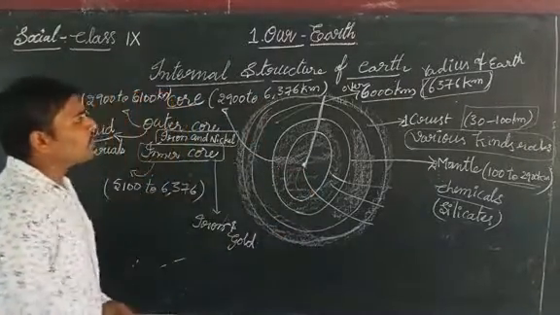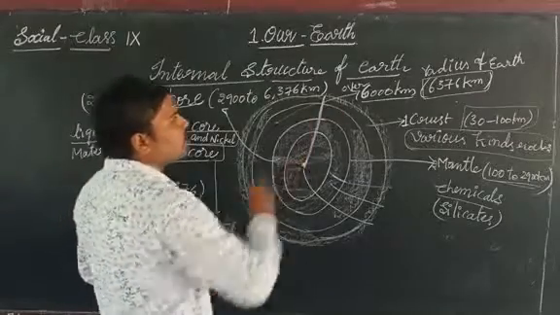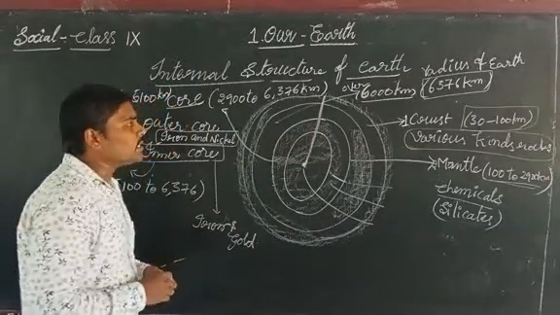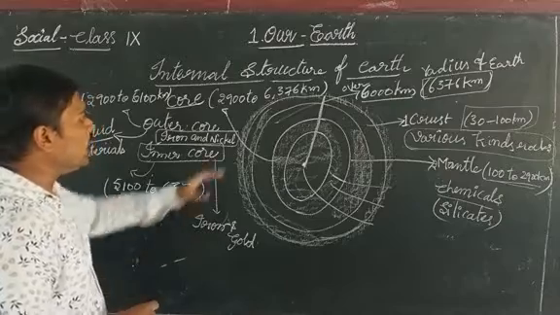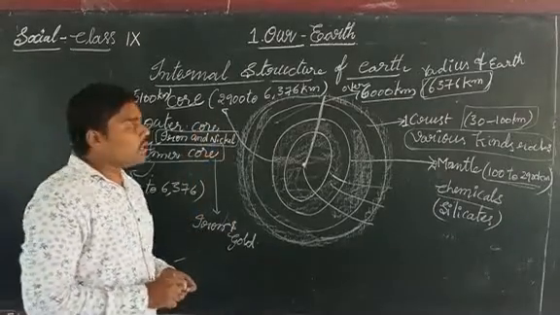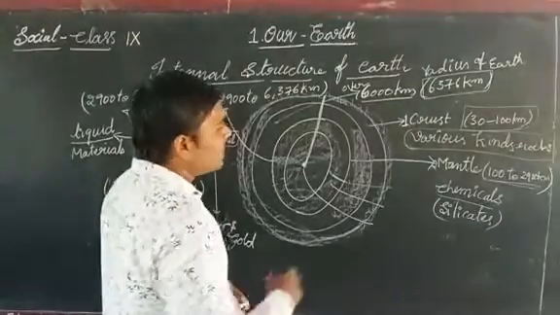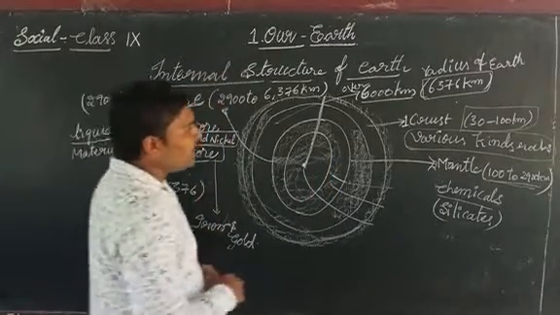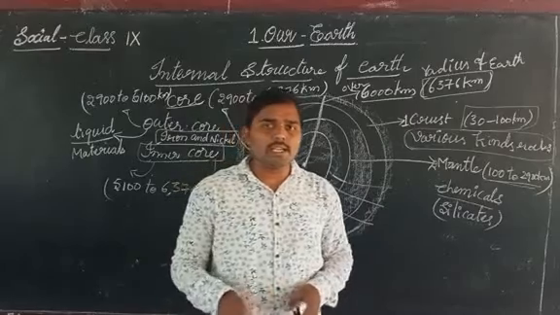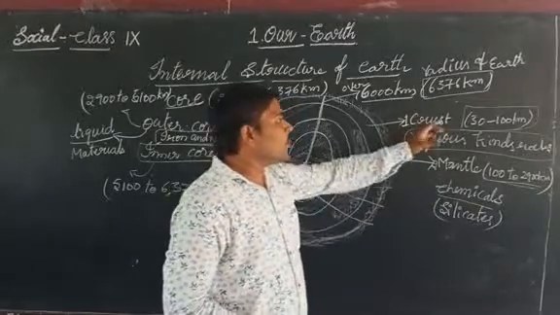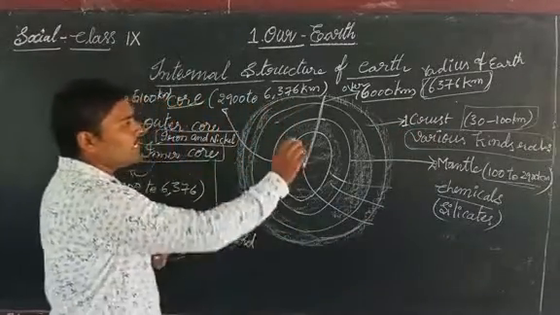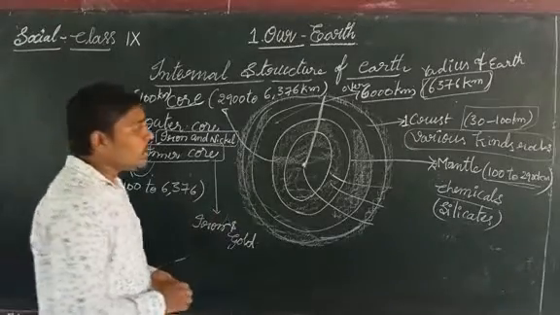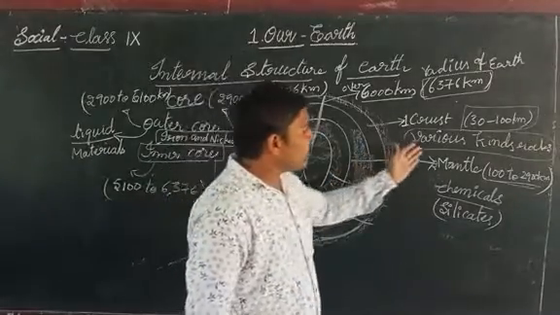Now once again, the radius of earth is 6,376 kilometers, and the entire earth landmass is divided into three parts. The first one is the crust. The crust means the layer on which we live on the land. It has a thickness of 30 kilometers to 100 kilometers, and it has various kinds of rocks.